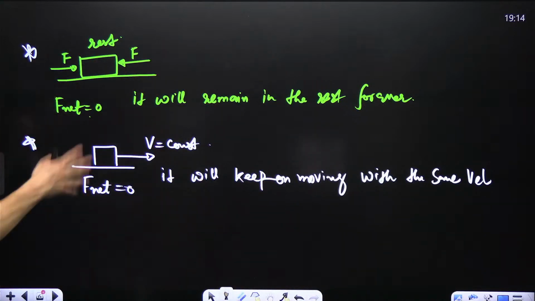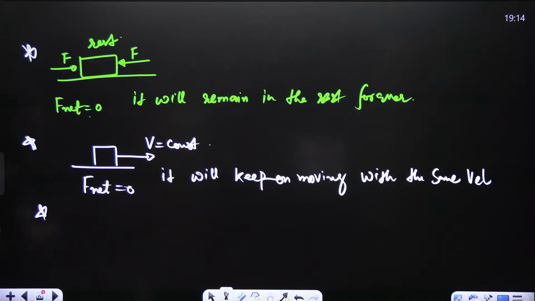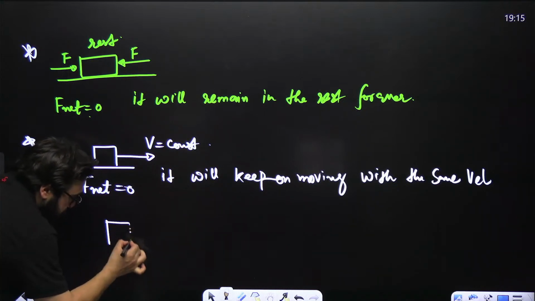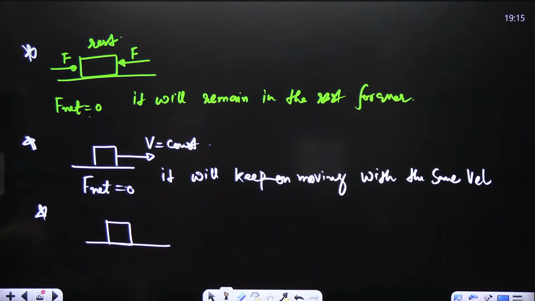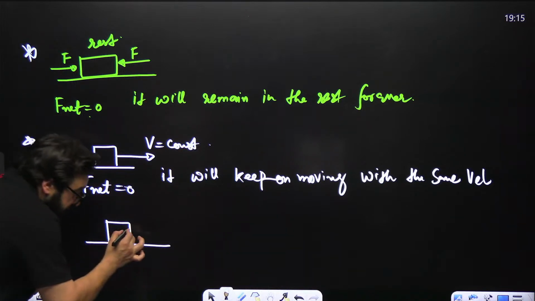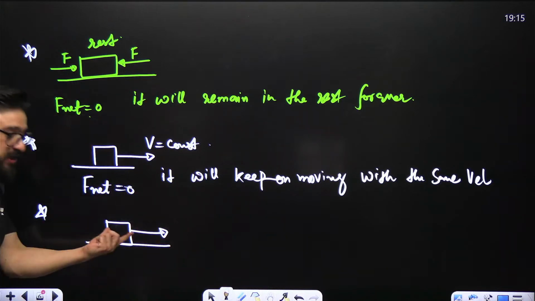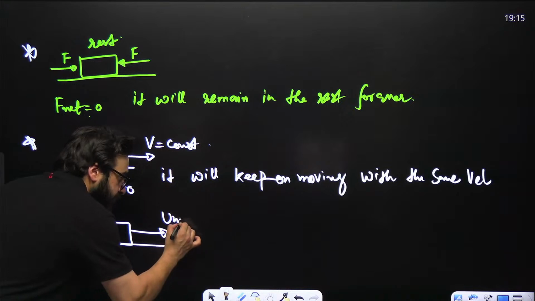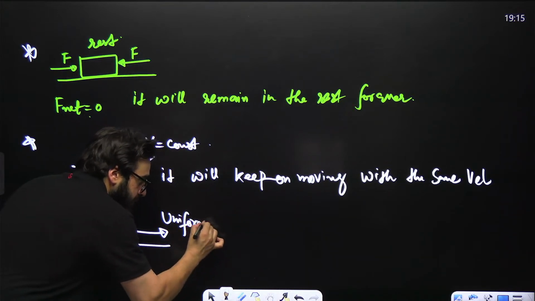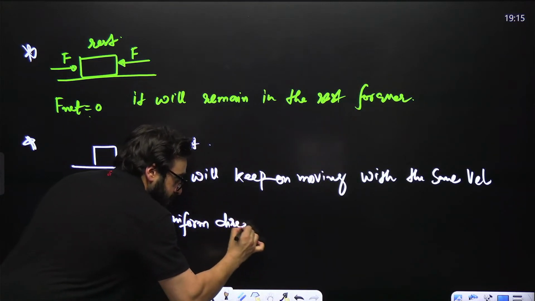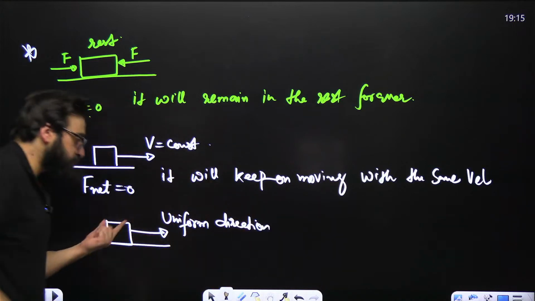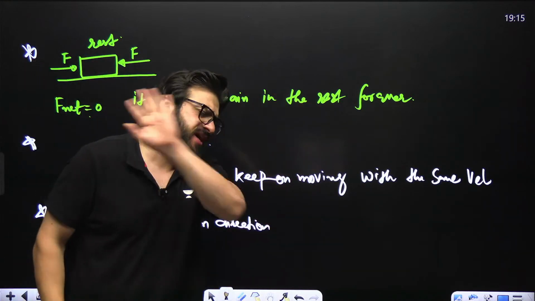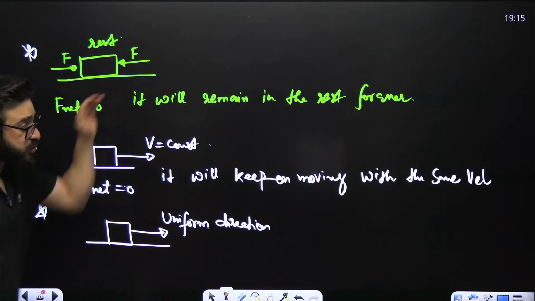Third point I'll write over here. If I have got a block over here, my dear friends, I say this block has a proper direction, uniform direction, means this block is moving in the forward direction. Yes, sir, it has a uniform direction. It is not moving in a curve.